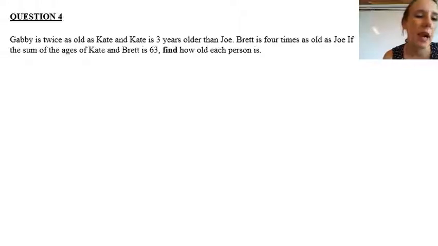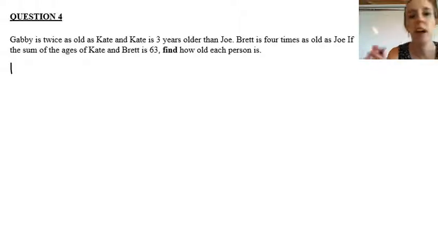So Gabby is twice as old as Kate, and Kate is 3 years older than Joe. Brett is 4 times as old as Joe. If the sum of the ages of Kate and Brett is 63, find how old each person is. So if you're reading that, that's really confusing. So I'm just going to write down some of the things I know.